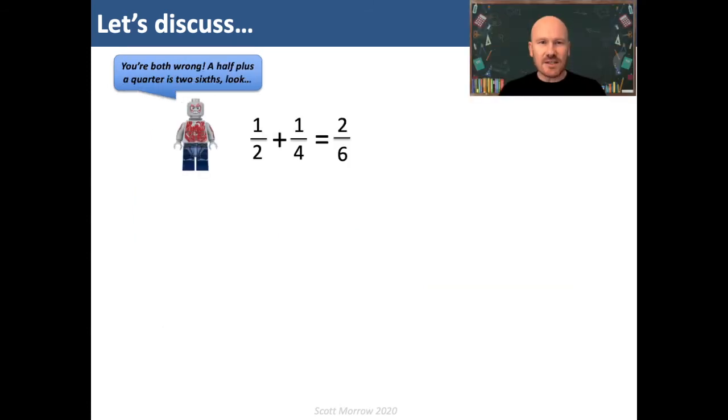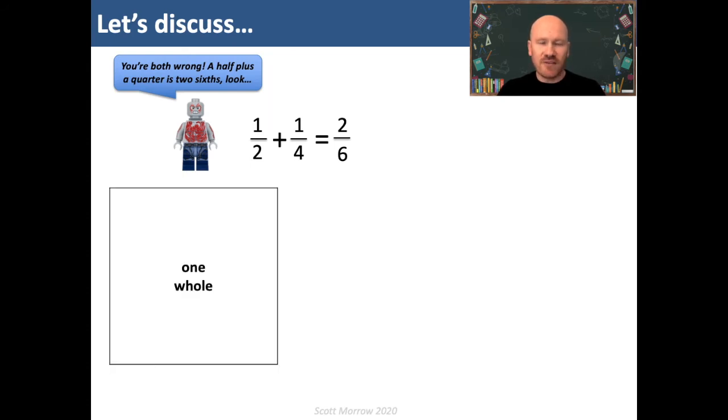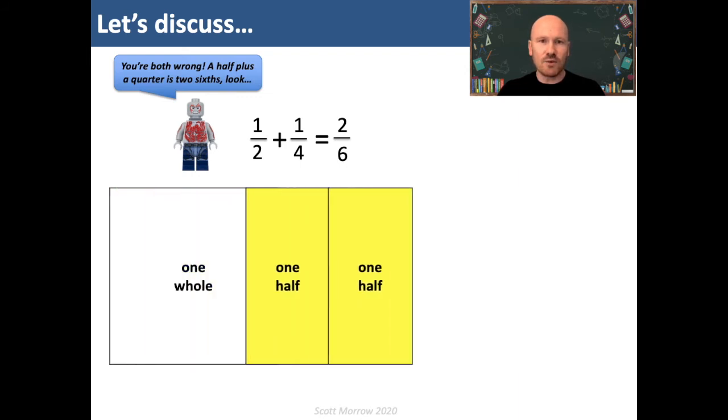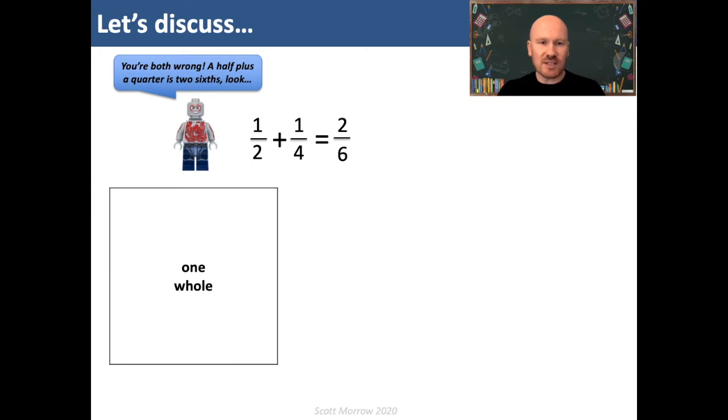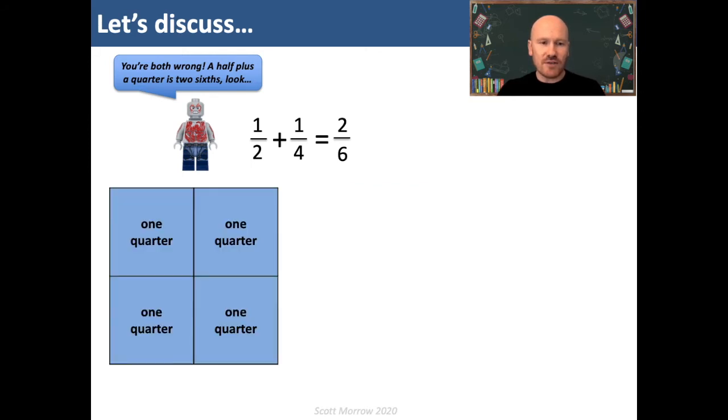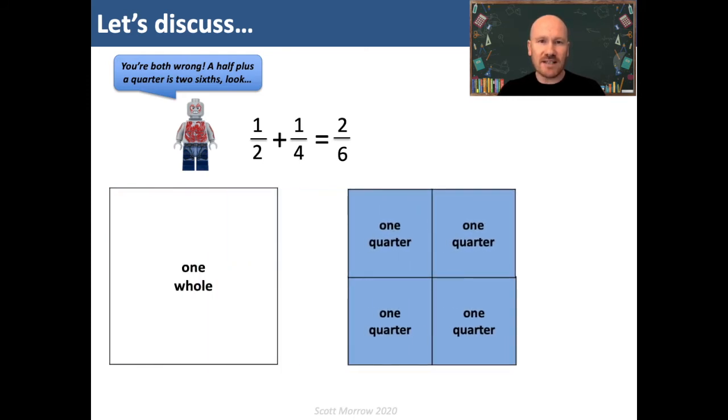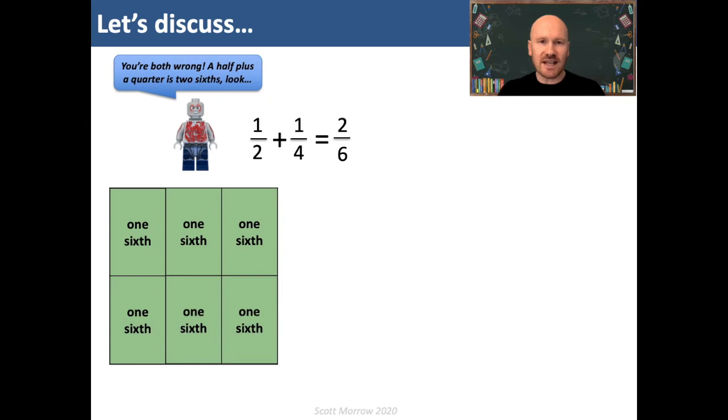Let's consider Drax's thoughts. He thought that a half plus a quarter is 2/6. So let's have a look. Now to do this, we're going to use fraction cards to help us. So there we've got a whole, and if we split that into two parts, we've made halves. So we can see that each of those is 1/2. Let's take the whole again, and this time we're going to split it into quarters. There's our 4/4, so each of those parts is 1/4. And finally, let's take the whole again, split it into 6 parts, so each of those parts is 1/6.